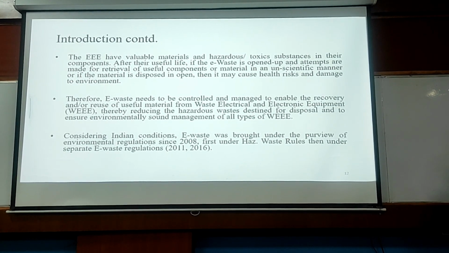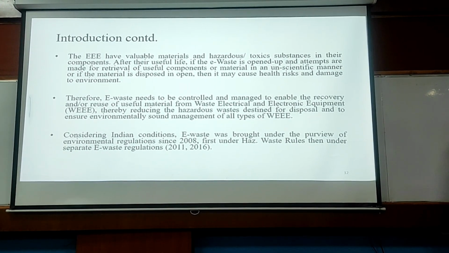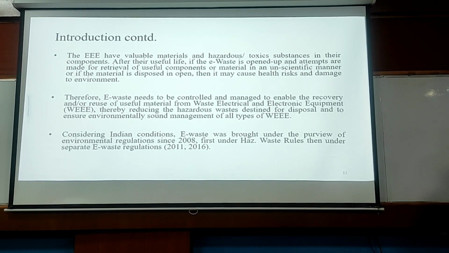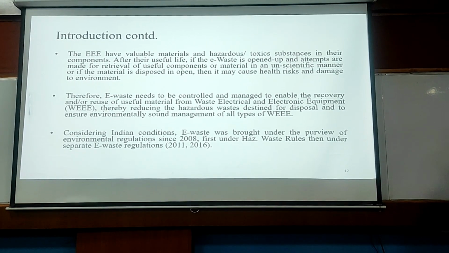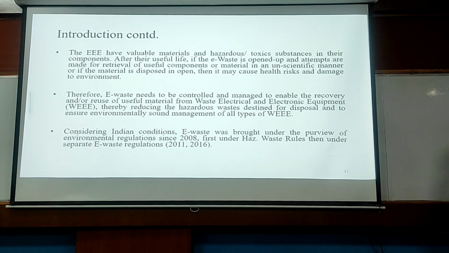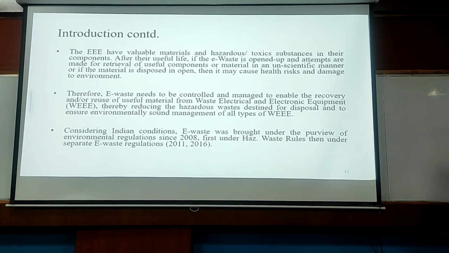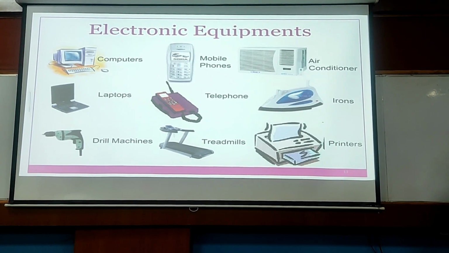Then basically EE is nothing but electronic equipment. They generate toxic material with them, and therefore we are supposed to control them properly. And for that matter, we need certain guidelines. These guidelines were issued by the government in 2008, and they were modified in 2011, 2016, and 2022.